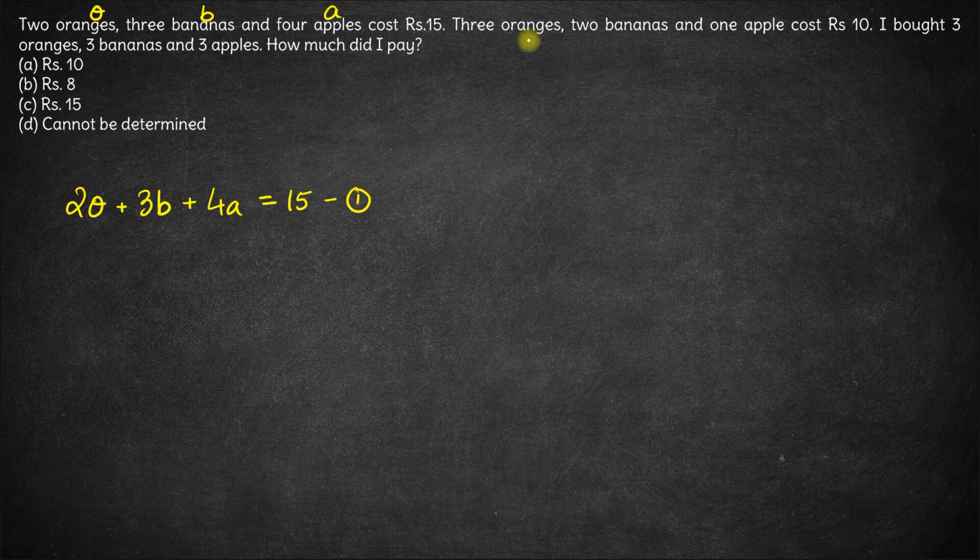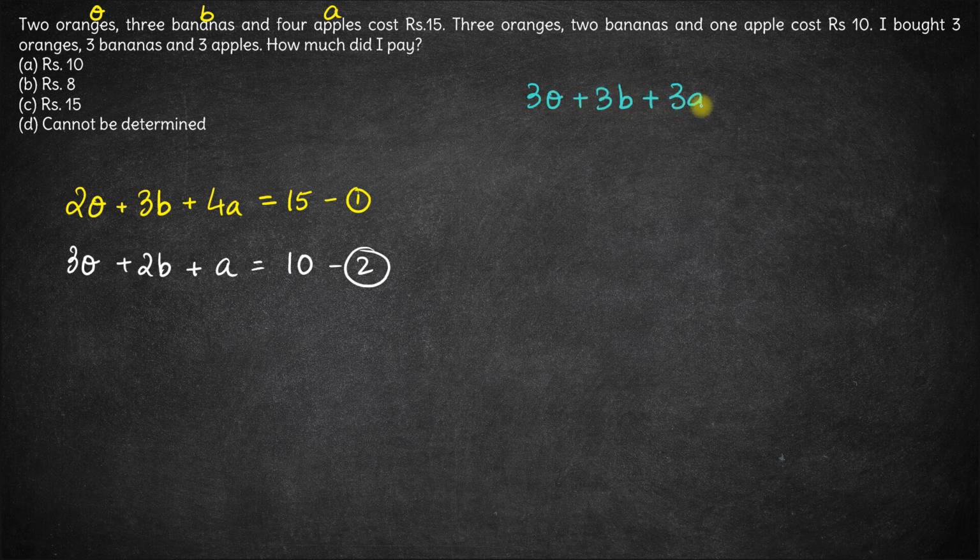Next is 3 oranges. So we have now 3 oranges plus 2 bananas plus 1 apple. Together it costs 10 rupees, which is, let's say, equation 2. Now I bought 3 oranges, so 3O, 3 bananas 3B and 3 apples 3A. So what is the cost of this?